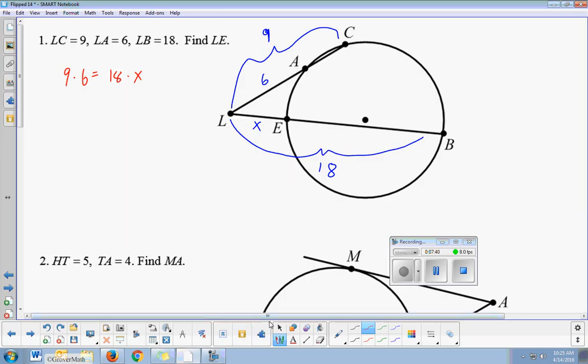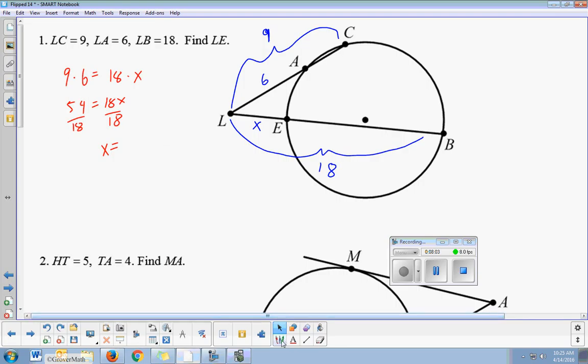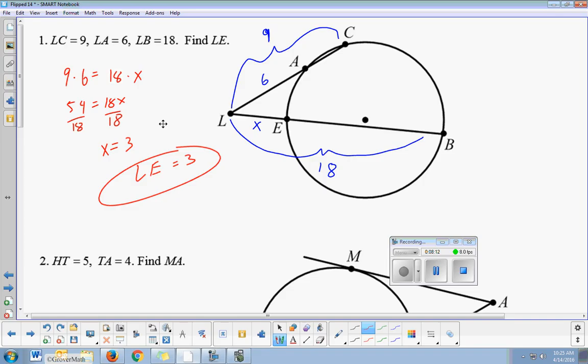And 9 times 6 is 54 equals 18x. Divide by 18, and x equals 54 divided by 18, right? So 9 times 6 is where the 54 came from, divided by 18, and we get 3. So x equals 3, which really means LE equals 3. Remember, unless it says find x, your final answer should never be x equals. You're just using x as a tool to find that piece there.